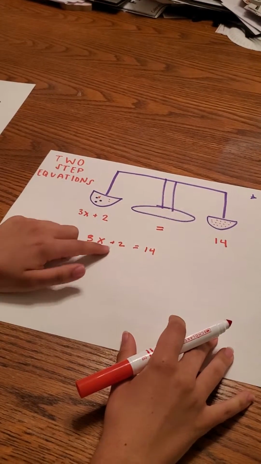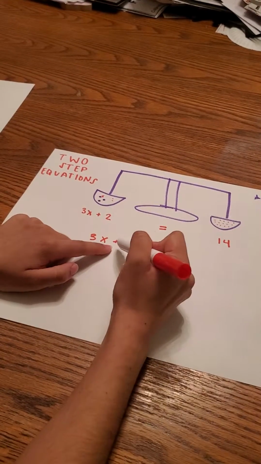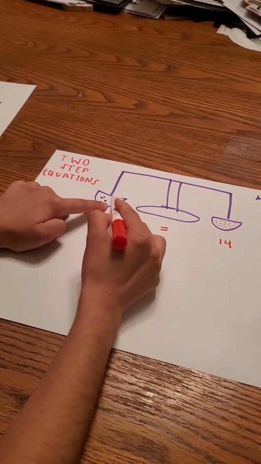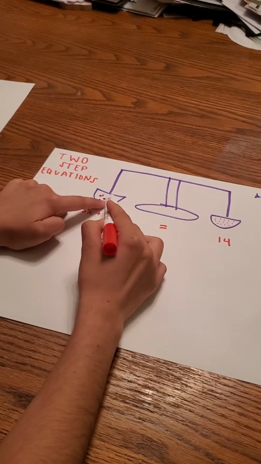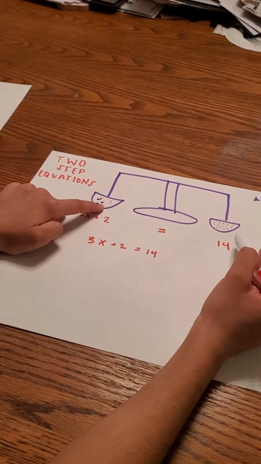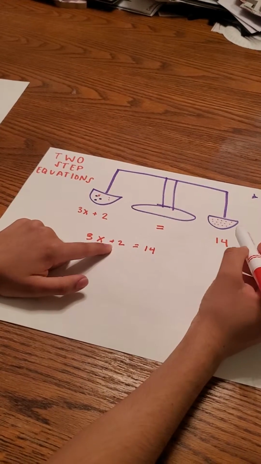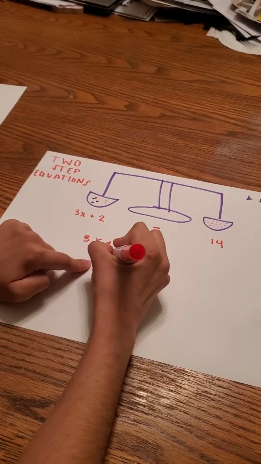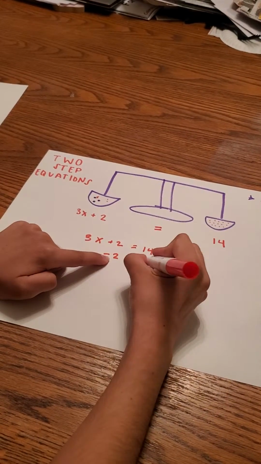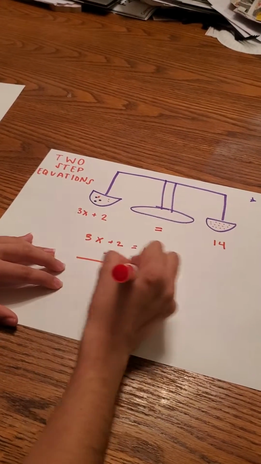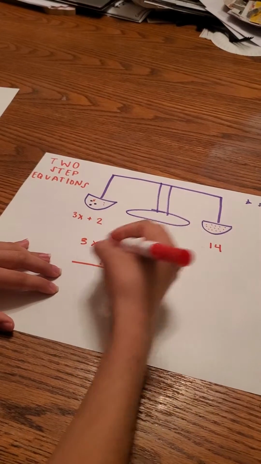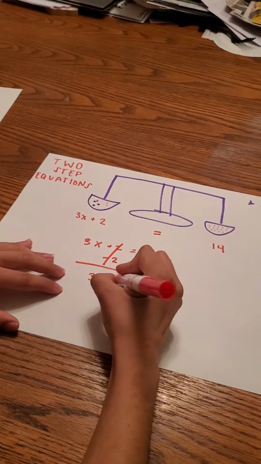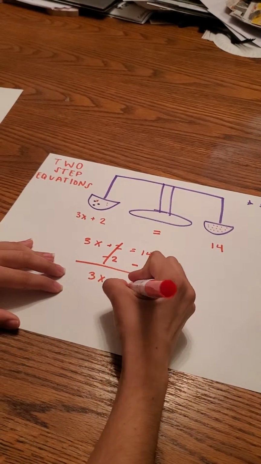The first step is to make sure that whatever you do on one side, you do to the other. What I first see when I look at this equation is that I can subtract 2. So I subtract 2 from the left side and from the right side, and then I get 3x equals 12.